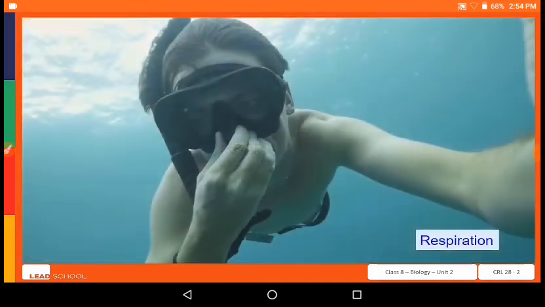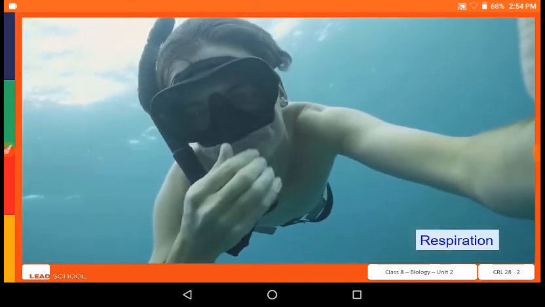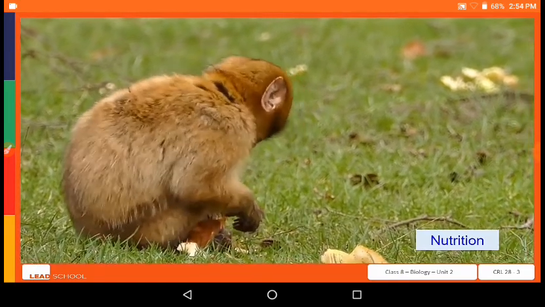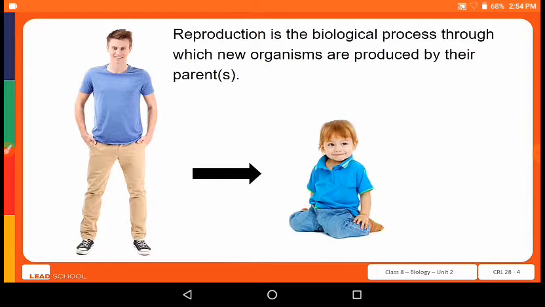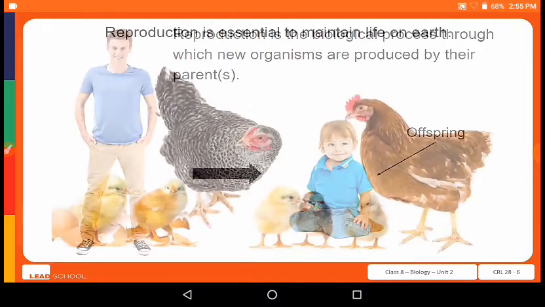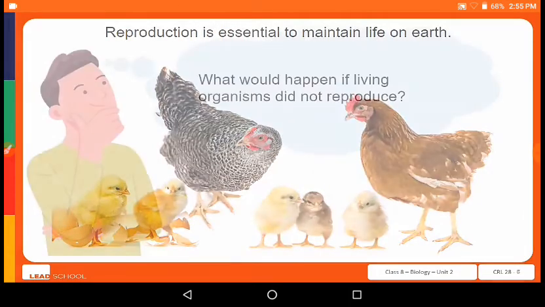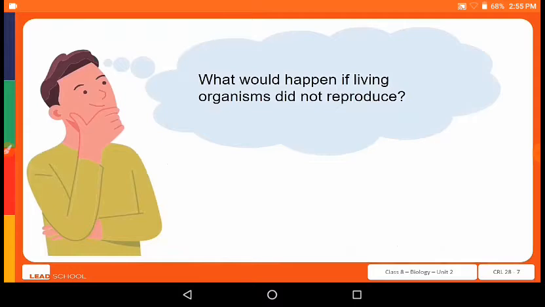We know that many biological processes, like respiration and nutrition, are essential for living beings to survive. Reproduction is the biological process by which new organisms are produced by their parents. These new organisms are called offspring. Reproduction is essential to maintain life on Earth. What would happen if living organisms did not reproduce? Do you think so many plants and animals would exist if they did not reproduce?